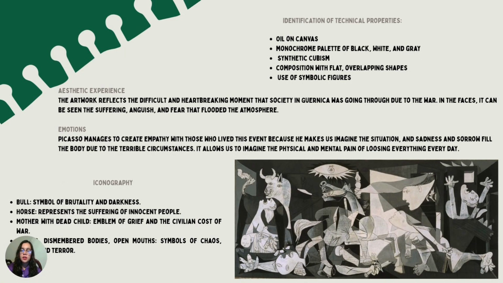And now, talking about the properties, Guernica is an oil on canvas painting that uses a monochromatic palette of black, white, and gray to highlight the scene's tragic and dramatic tone. Picasso applies synthetic cubism through fragmented, simplified forms and overlapping figures that distort reality, reflecting the chaos of the world. And the geometric shapes and symbolic elements express deep emotions and suffering.